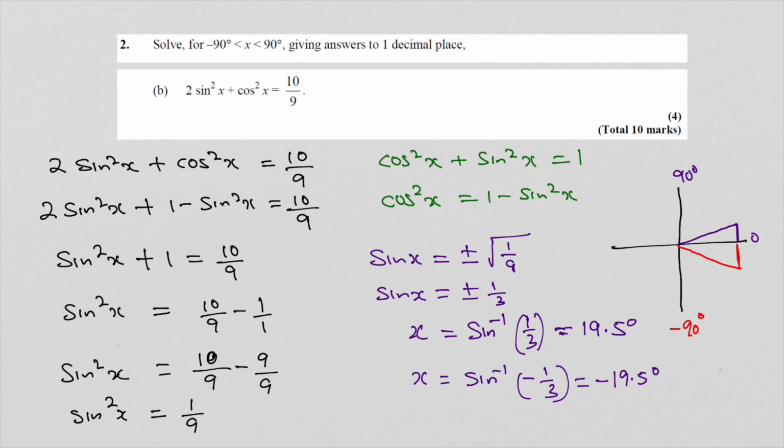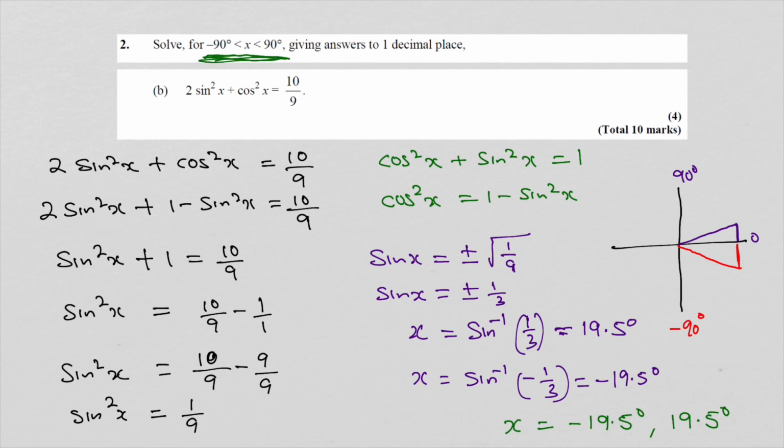So therefore, the answer to these solutions are x equals minus 19.5 degrees and 19.5 degrees for the boundary between minus 90 degrees and plus 90 degrees.